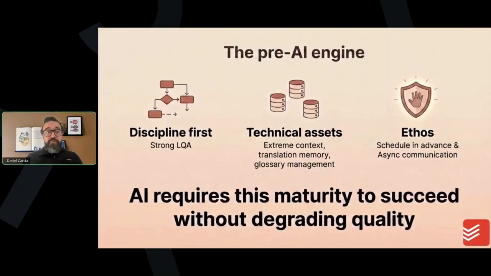I think all of this explains the discipline first, technical assets, and the ethos. This is critical because AI is starting to work today because all these things existed first. Without this foundation, I think AI would have degraded the quality. So this allows us to continue growing internationally with localization. Localization for us is our main internationalization tactic. Now we are doing more tactics, but for a long time it was our main tactic, so we need to be very efficient with it.